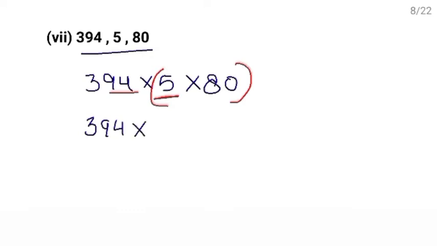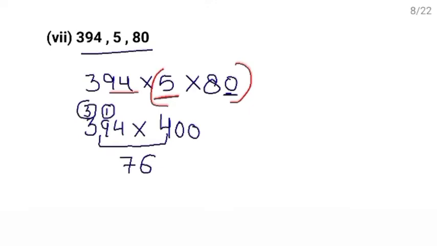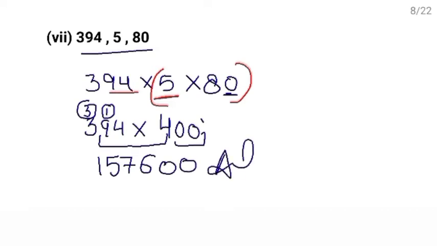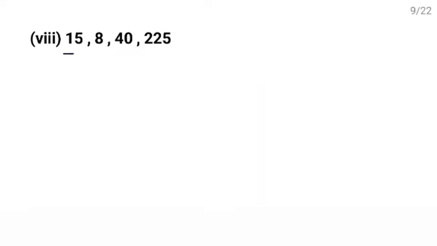394 multiply 5, 8 5s are 40, then put 1 zero. Multiply this number by 4: 4 4s are 16, 4 9s are 36 plus 1 is 37, 4 3s are 12, 13, 14, 15. How many zeros were there? 2 zeros. So put 2 zeros. This is your answer. Next part.